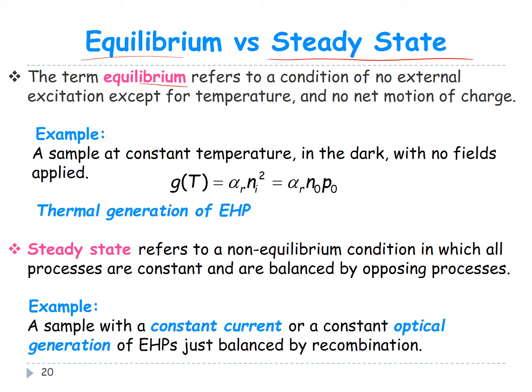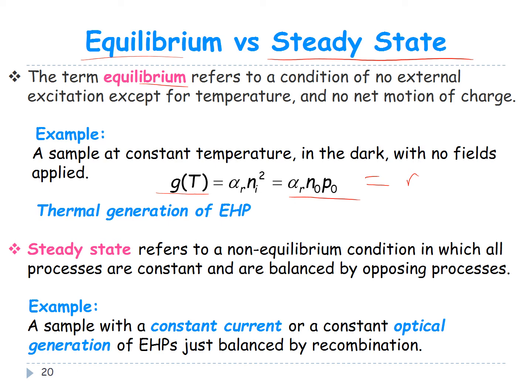In that case, thermal generation, which is equal to alpha_r n_i squared, is equal to alpha_r n_0 squared, and this is also equal to the recombination rate. So you may have a constant number of carriers at any given time in the conduction band.